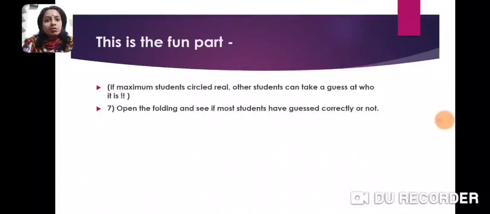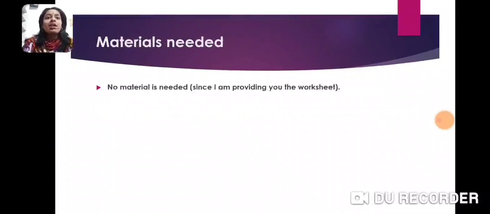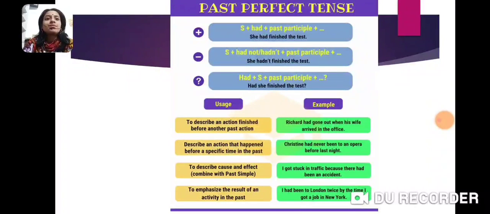Now this is the fun part. What is the fun part? If the maximum students circle real, other students can take a guess at who it is. Yes. Then open the folding and see if most students have guessed correctly or not. It is going to be real fun. Now materials. You don't need any material because I am passing you the worksheet.